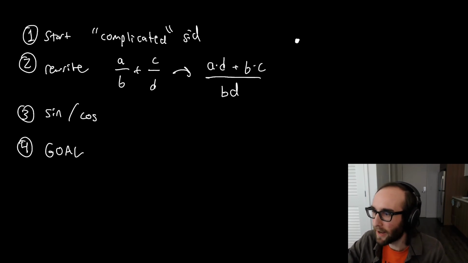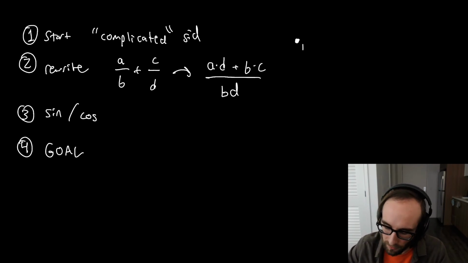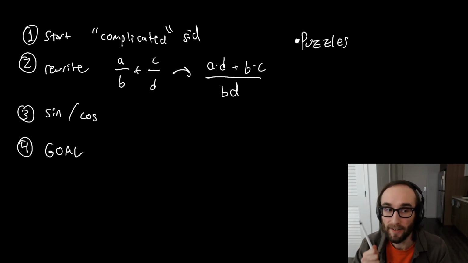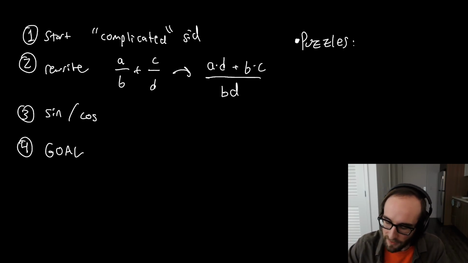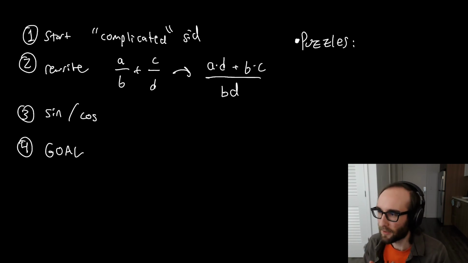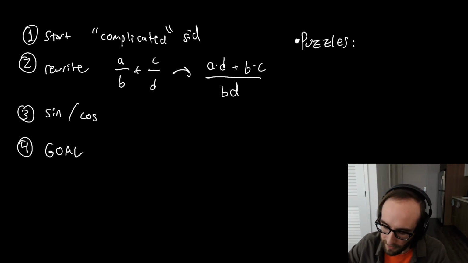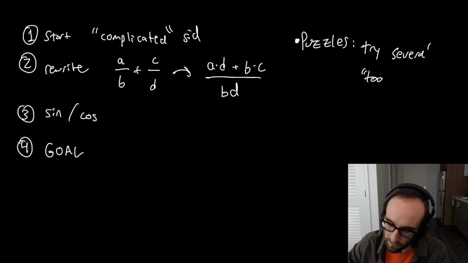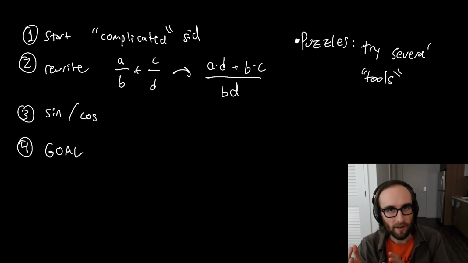A few tips that I have is I think of these as puzzles. And again, we're using our tools, our basic identities, trig identities, as tools to solve these puzzles, which means that the answer isn't always simple and clear. Sometimes it's a little bit more complicated. So you might need to try several different tools before you find the right one that fits the puzzle.